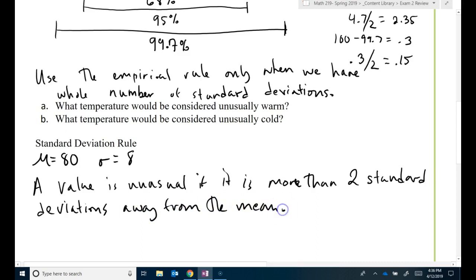Now, let's say I asked you the question, what temperature would be considered unusually warm? In order to show me your work, you're going to have to show that it is in fact bigger than 2 standard deviations away from the mean. So maybe let's change this phrasing: bigger than what temperature is considered unusually warm?